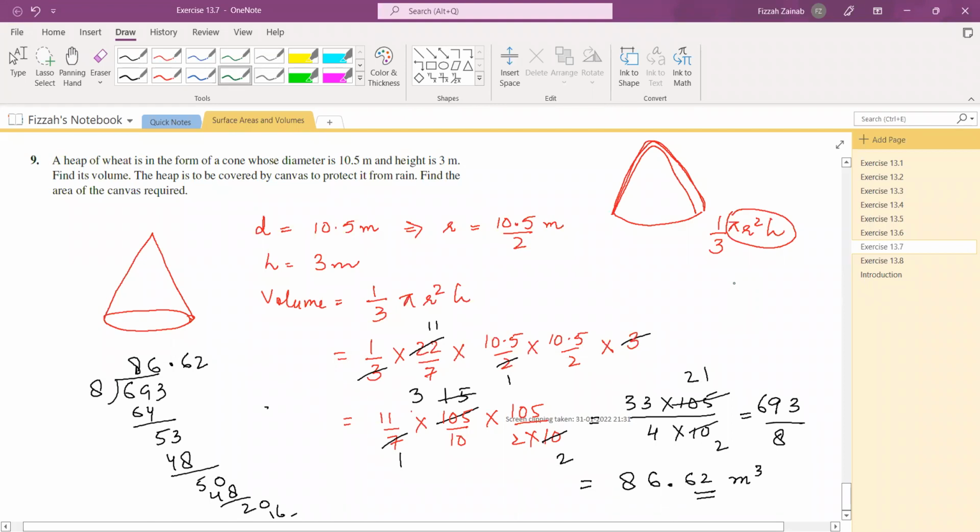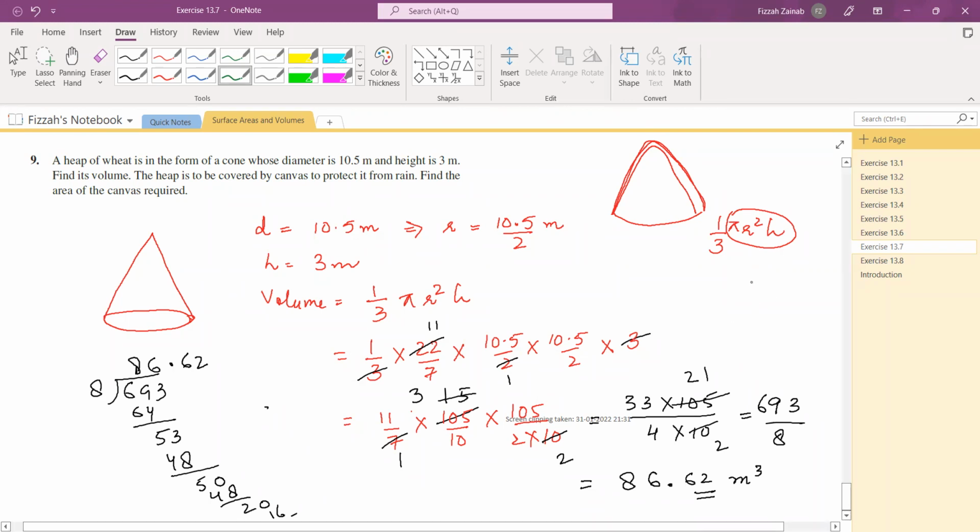Okay, Mridula, what is the formula for it? I can't hear you, Mridula. What is the formula for the curved surface area of a cone? Now, nobody is speaking.